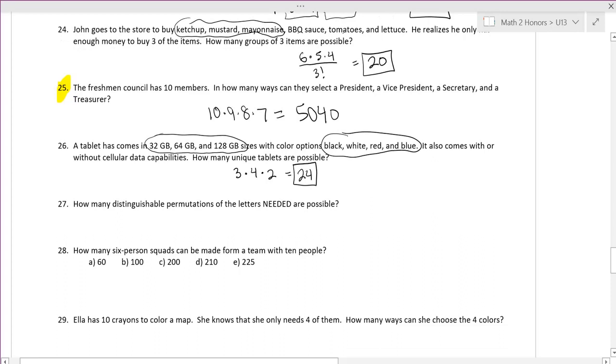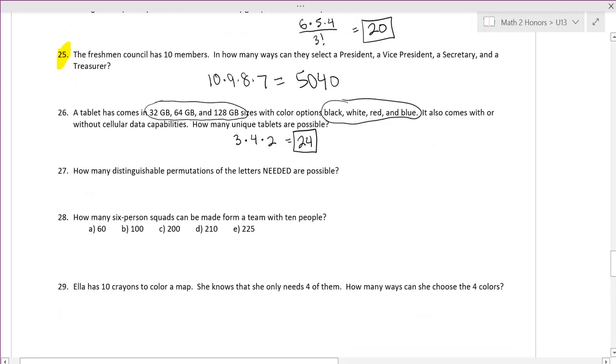27. How many distinguishable permutations of the letters needed are possible? And we have 1, 2, 3, 4, 5, 6 letters. And then you look for repeat letters. So we have 3 E's and 2 D's. So over 3 factorial, 2 factorial. And that comes out to be 60.